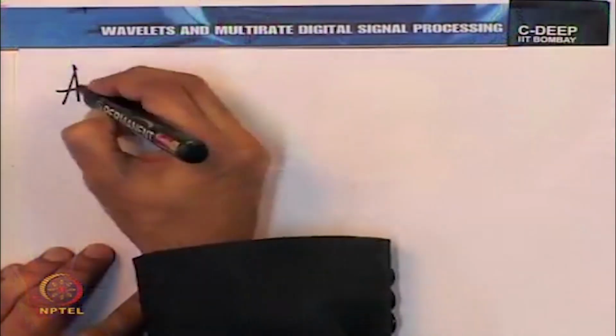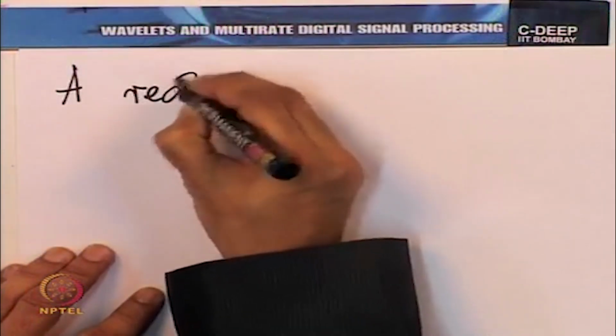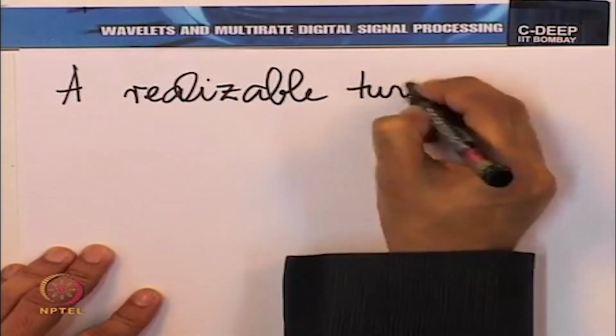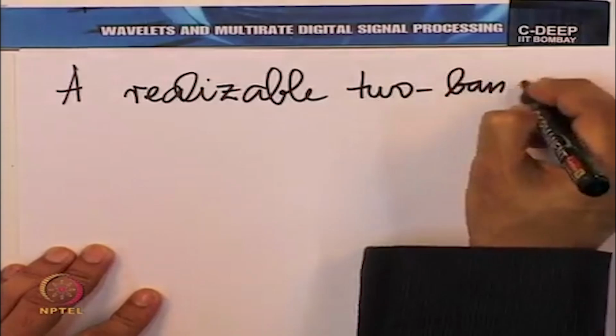Suppose I do happen to design different 2-band filter banks. So, first what would a realizable 2-band filter bank look like? We must first write that down in terms of a drawing. So, a realizable two-band filter bank is like this.